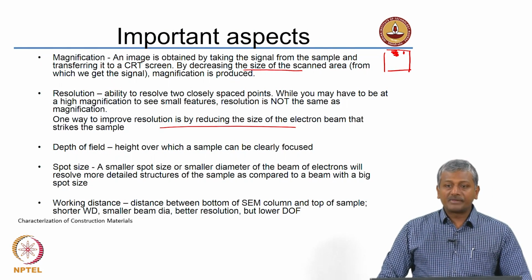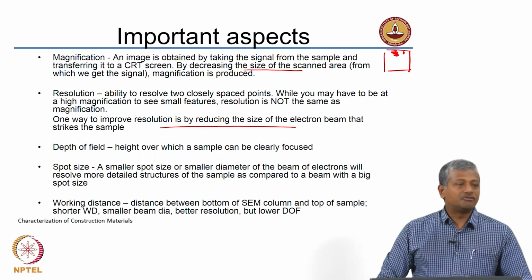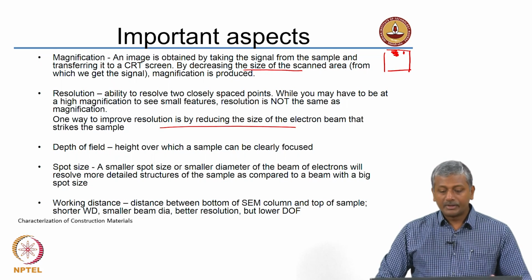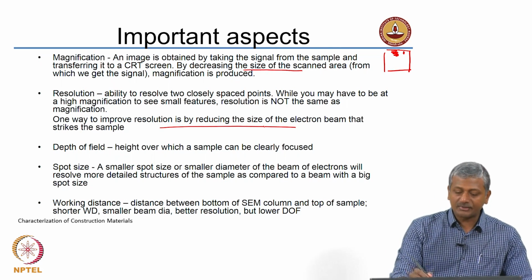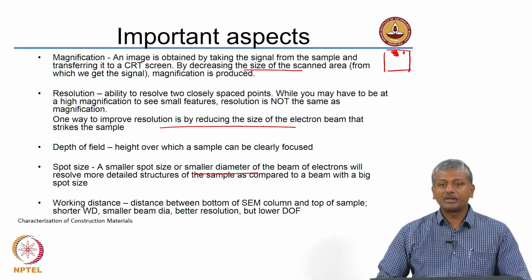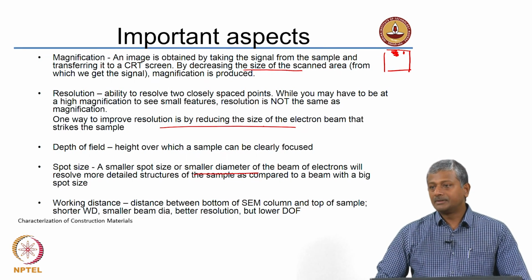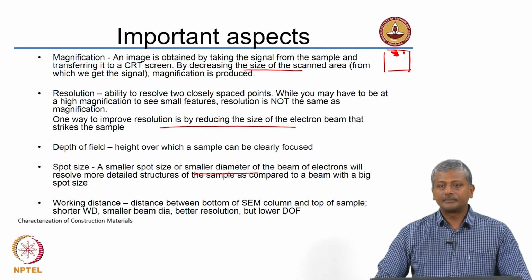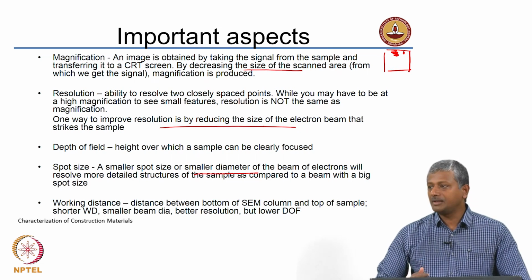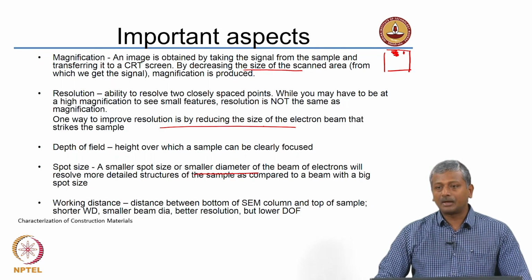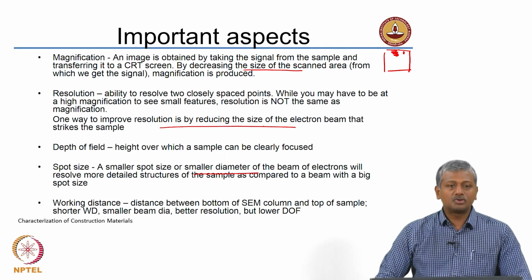The depth of field obviously is the height over which a sample can be clearly focused, same thing as you see in photography or in optical microscopy. Spot size is the size of the electron beam, the diameter of the beam of electrons. Again, the smaller the diameter, the greater will be the resolution. So, how do you control the diameter of the electron beam? By the aperture which is provided in the objective lens. In the objective lens system, you have the aperture, and you can control the size of the aperture that allows the electron beam width to be defined.